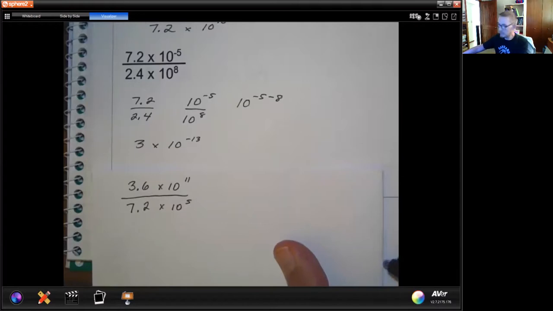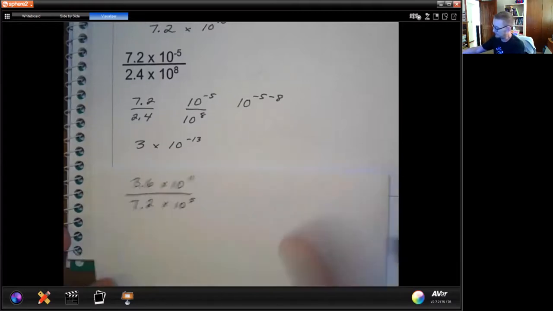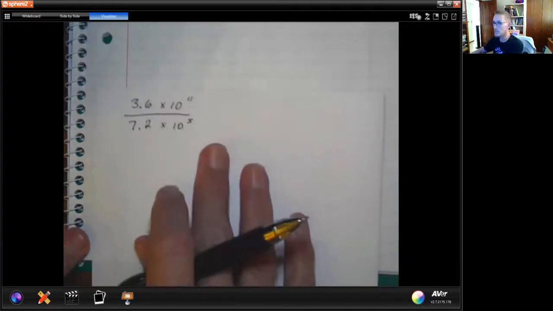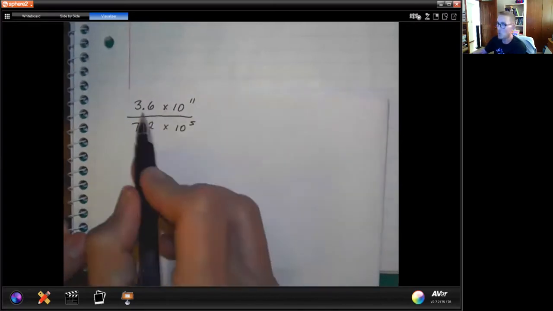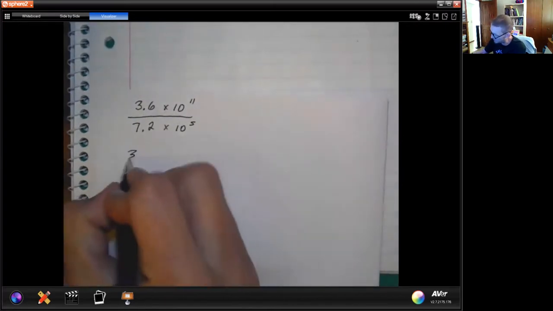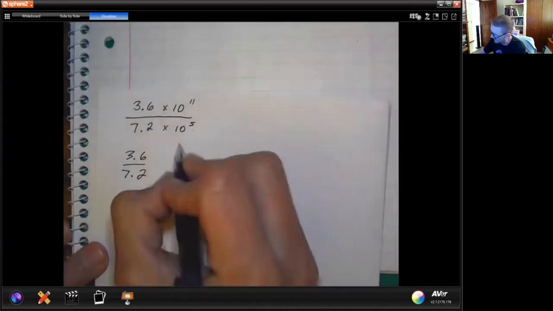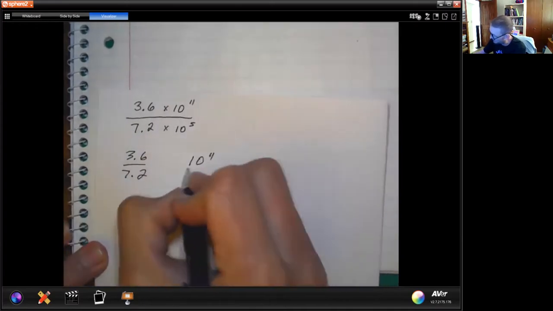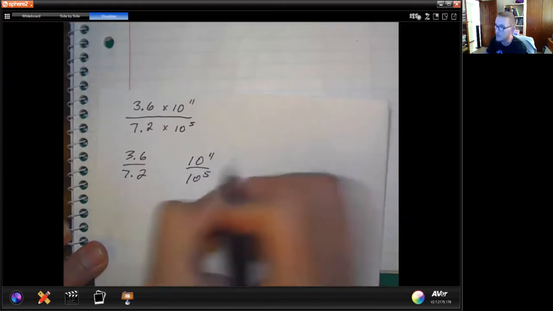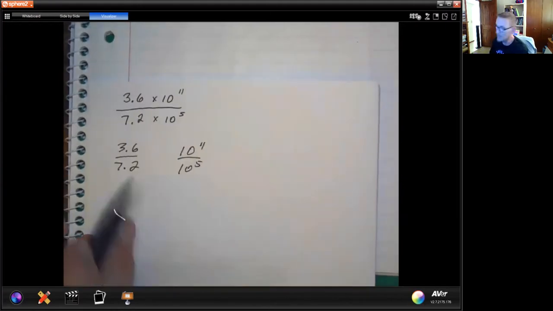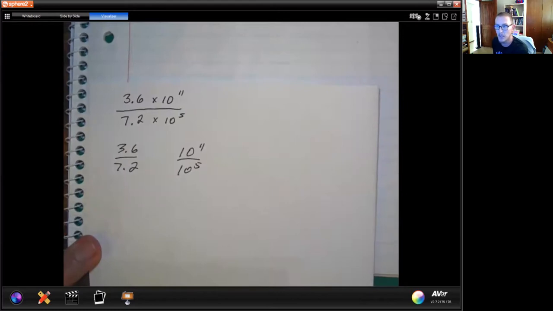Now that we're back, let's take a look and see how you did. So I'm going to go ahead and move this example up here. We're going to separate it into 3.6 over 7.2, and then 10 to the 11th over 10 to the 5th. If we divide this manually, great. If you use a calculator, that's fine.